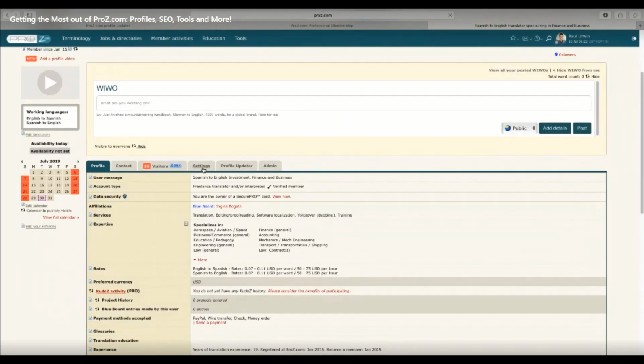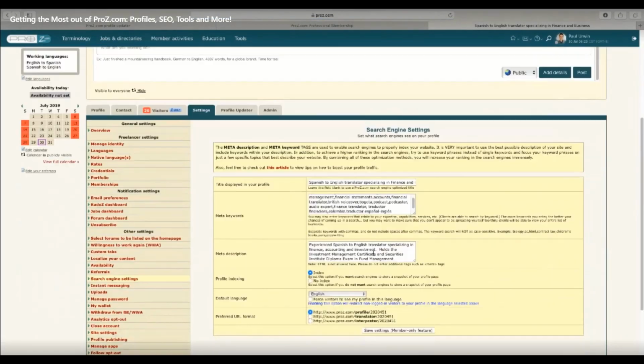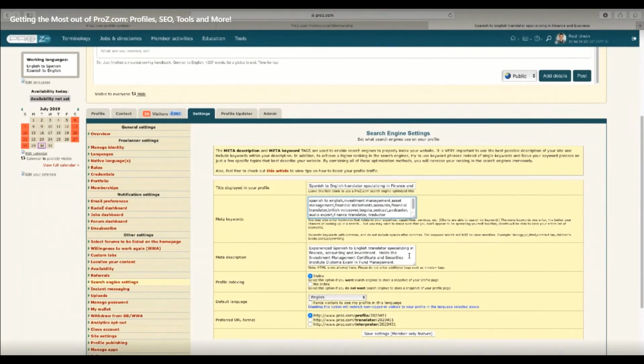Now let's go to the settings section in the profile. And another important part here is the search engine settings. So let's just scroll down, left here, search engine settings. This is where you want to enter the appropriate keywords for your translation services. So you may also enter keywords that relate to your expertise, capabilities, services, etc. The more keywords you enter, the better your chances of coming up in a search.